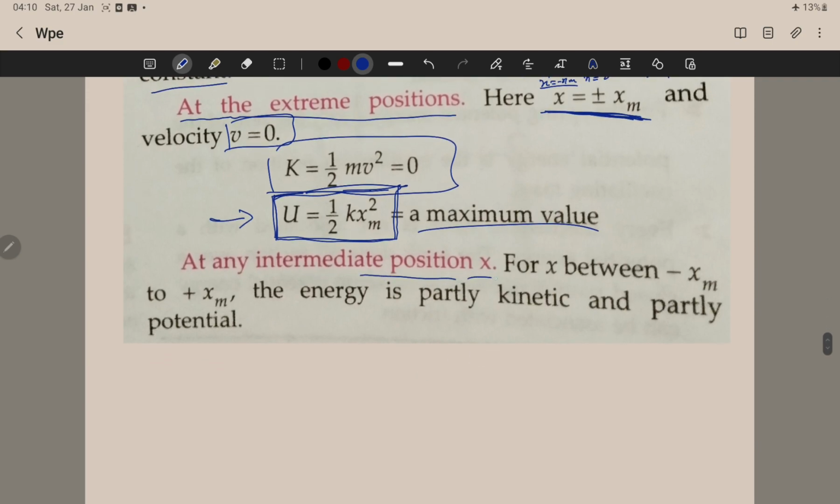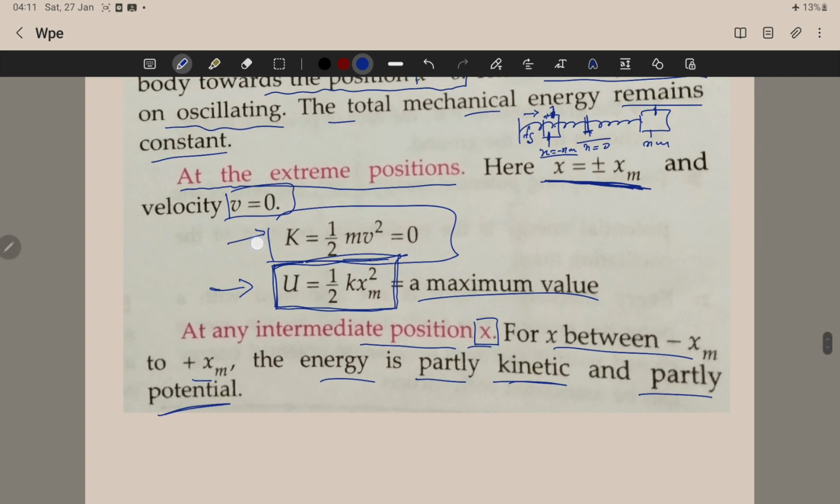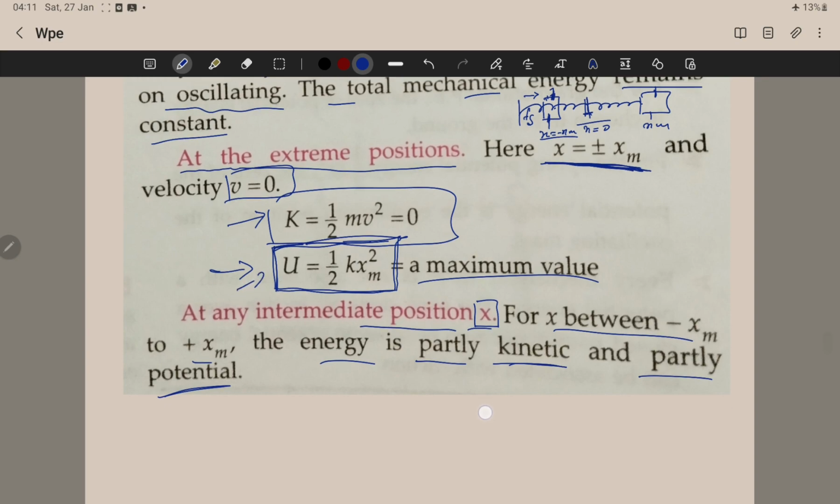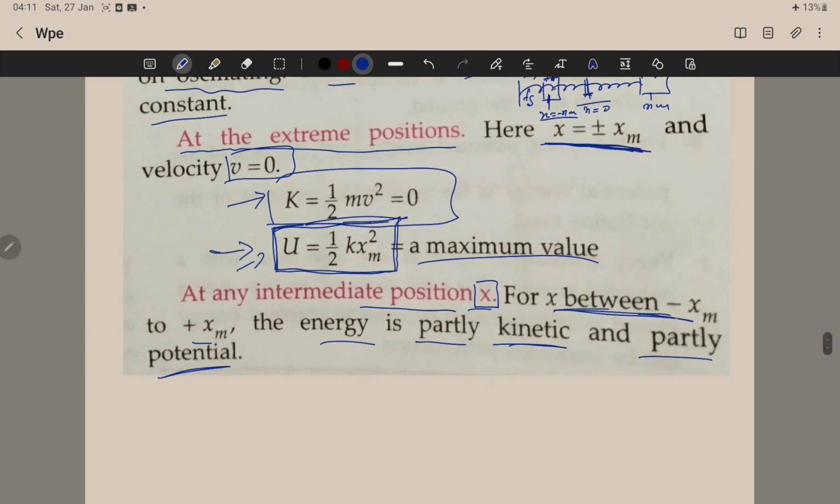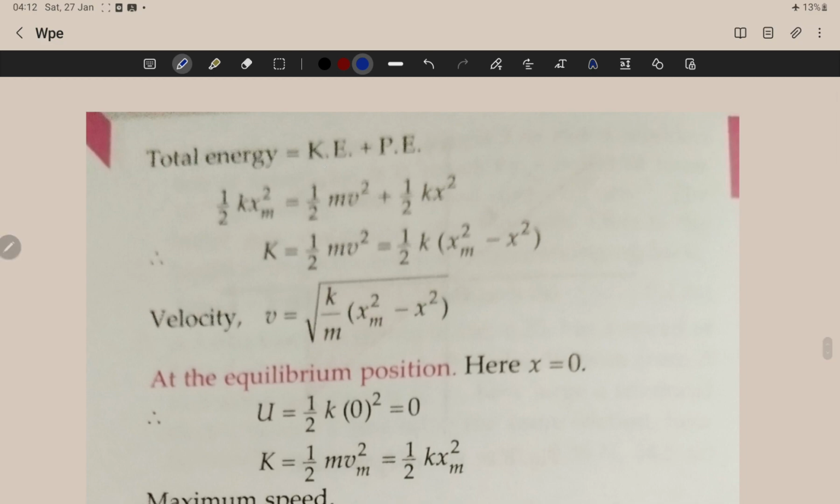Now take any position between minus xm and plus xm. At any such position, the energy is partly kinetic and partly potential. At the extreme, kinetic energy is 0, and at equilibrium, potential energy is 0. But at any point between these, the energy is partly kinetic and partly potential. We know total energy is the sum of kinetic and potential.